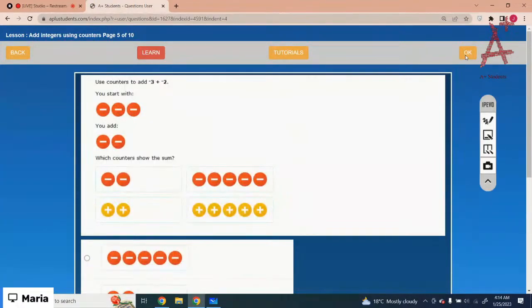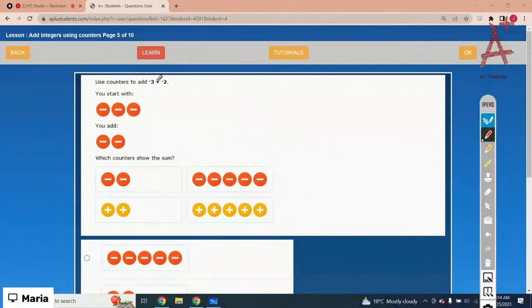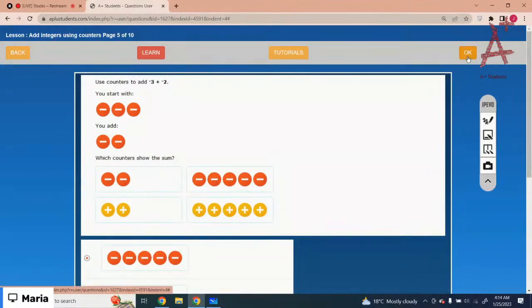Okay, use the counters to add. Okay, so you have -3 and -2. Got it? So all the three counters are negative and all the two counters are negative. So same counters means you have to add the counters. So that collectively you have 1, 2, 3, 4, 5 negative counters. So that is the correct option. Got it? Opposite counters cancel out each other. Same counters you have to add. Got it? Option number 1 is the correct option.